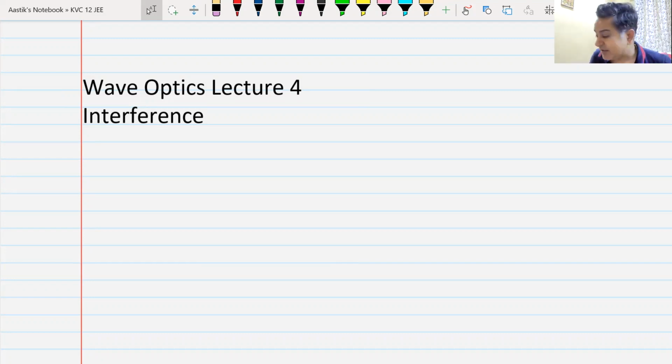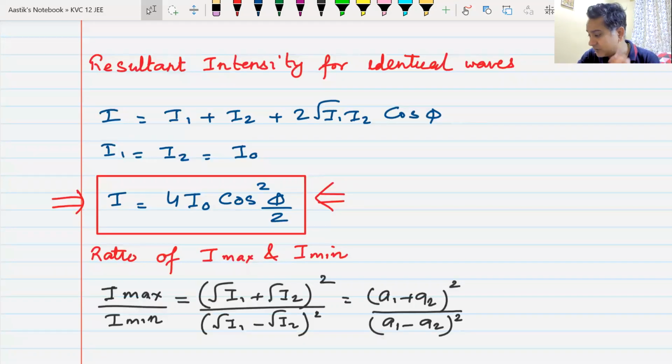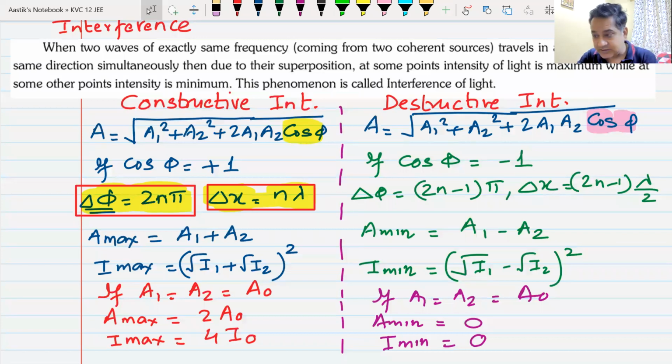Okay. Chalo. So what we were doing, we were dealing with interference, and we had seen what happens in interference. We had seen the resultant intensity. Remember this formula for resultant intensity for identical waves. We had also seen what we mean by constructive interference, and what we mean by destructive interference.